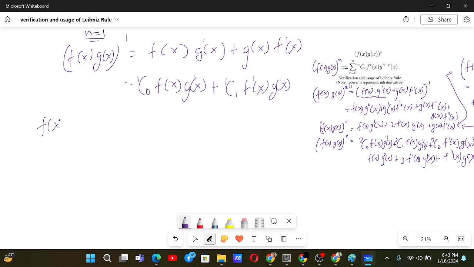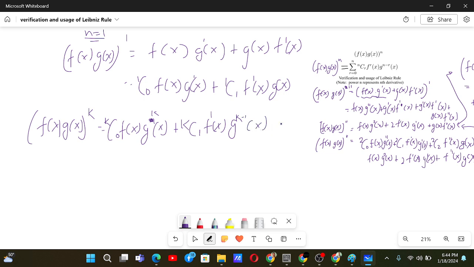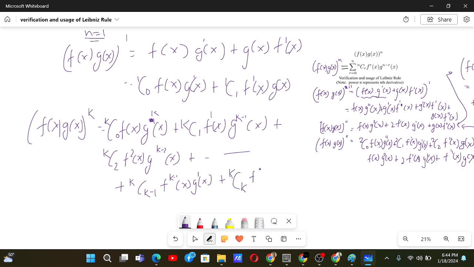k. Okay, look at the kth derivative. For the kth derivative, let's say this was true: kc0, f of x, g of nx. And so okay, for k this will be k itself, not n. And then kc1, f of x, f1 of x, g of k minus 1 x. And then similarly, let's go to 2 as well, f2 x, g of k minus 2 x. It goes in a similar fashion up to k minus 1, that will be f of k minus 1 x, or g1 of x, and the last will be kck, f of kx, and then g of x.